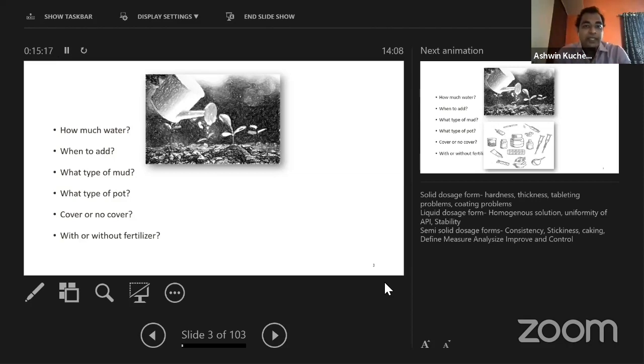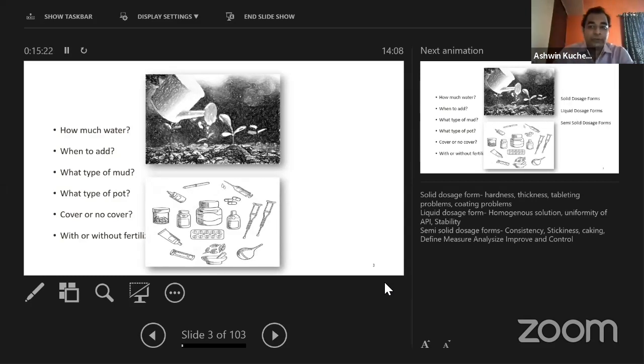factors, if we simulate them into our pharmaceutical dosage forms, like solid, liquid, and semi-solid, then we come to know that the factors in the first example are correlated with the factors responsible for the quality of our pharmaceutical dosage forms. If you consider one dosage form amongst these, how much solvent do we need? How much organic solvent, aqueous solvent do we need?